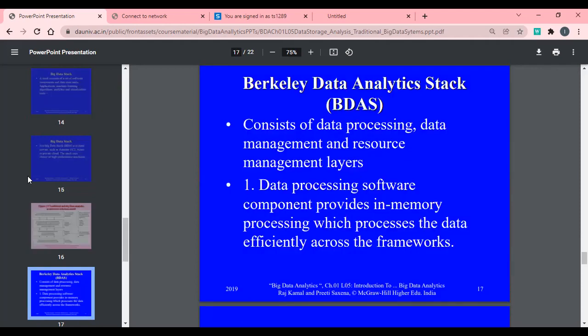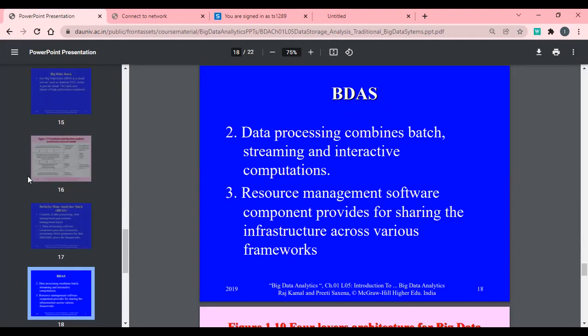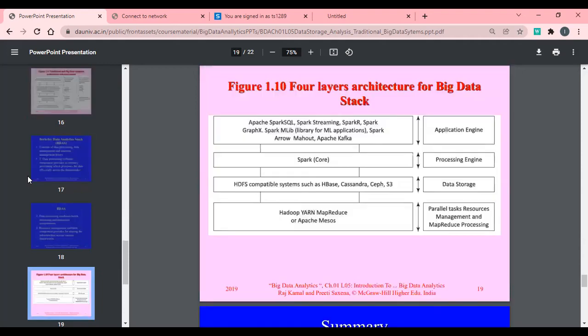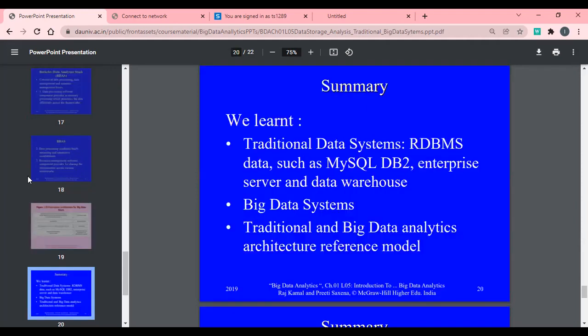Briefly, data analytics stack methods are also possible for big data analytics. Also, BDAS means we are combining batch, streaming, and interactive computations. The resource management software component provides sharing of infrastructure across various frameworks. This is the 4-layer architecture diagram. We are going to use Apache Spark, HDFS, and Hadoop methods. So this is the final summary of this diagram.